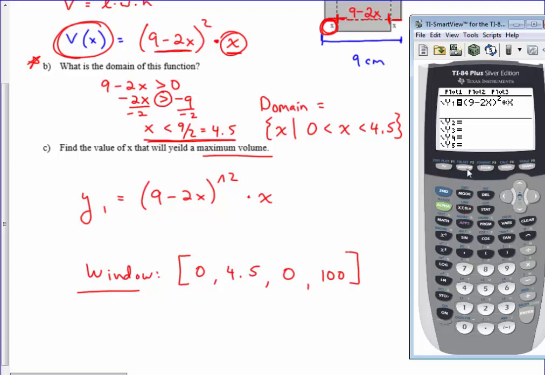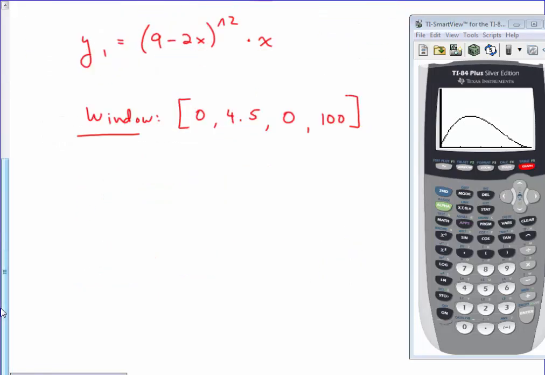So let's go to Window, do 0 to 4.5, don't do anything with the scale, and then 0 to 100. That 100 is no magic number, it's just a number you're going to have to play with, and then go to Graph. In this situation my 100 was actually high enough, so we see the whole graph is represented in that window, so my window's good. I'll sketch the graph.